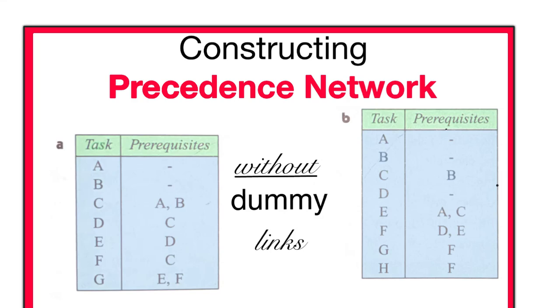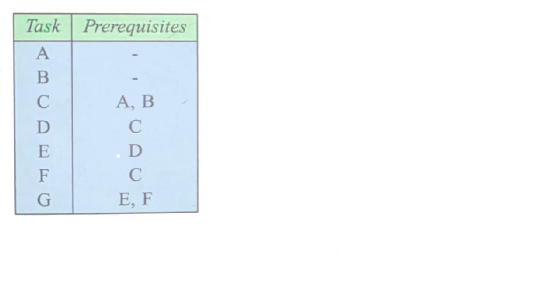I would like to show you how to construct a precedence network without the dummy links. I will later on, in the next video, show you how to do it with the dummy links. We use our precedence table, such as this one here, to construct a precedence network. The precedence network gives a clear indication of which tasks must be completed before other tasks can begin.